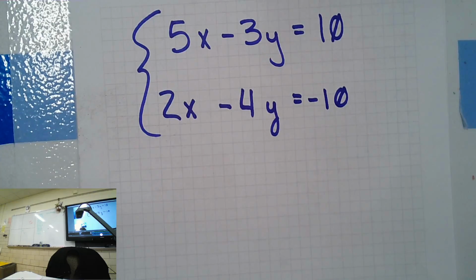How's it going? Great start. Pick a variable and get it on its own. And then once you have that variable on its own, plug it in. Yeah, it's just that easy. You gotta get one of them on their own. So which equation do you want to mess with, top or bottom?